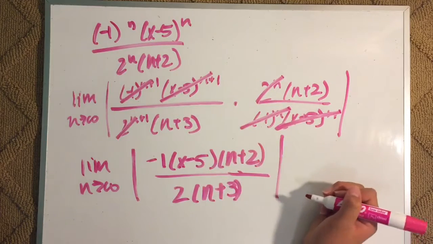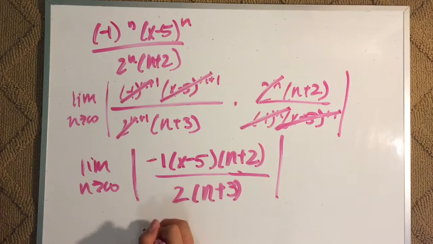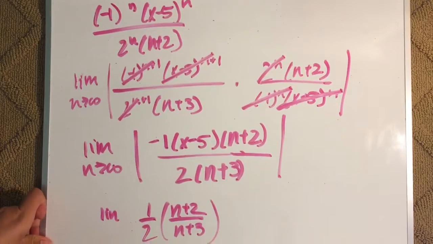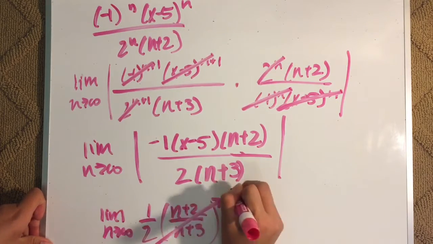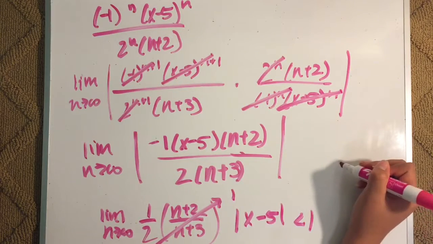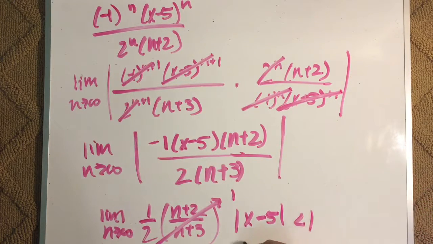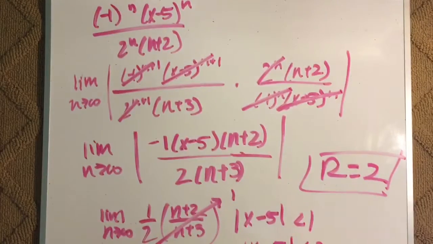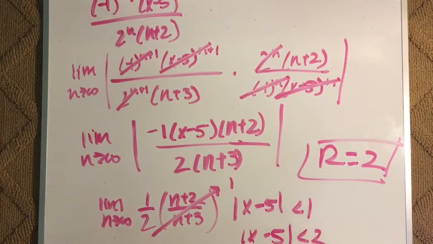Then I simplified it even further, so we have 1/2 times (n + 2) over (n + 3) times the absolute value of x minus 5, less than 1. Then we take our limit as n approaches infinity, and (n + 2) over (n + 3) will just approach 1. Then we divide both sides by 1/2, and we have the absolute value of x minus 5 less than 2, so our radius of convergence is equal to 2.